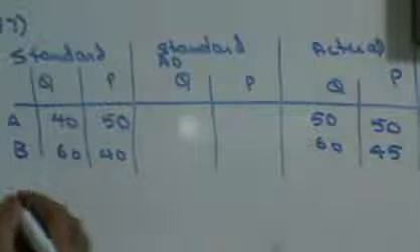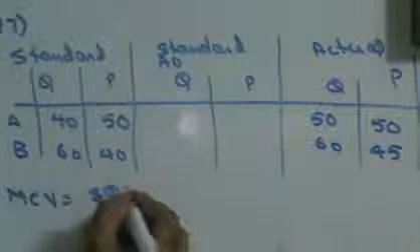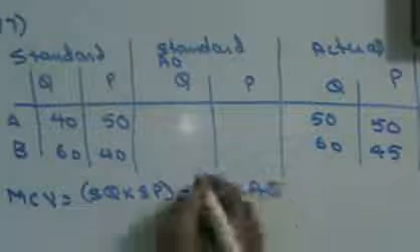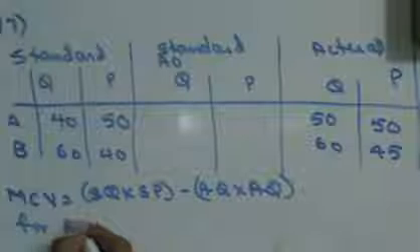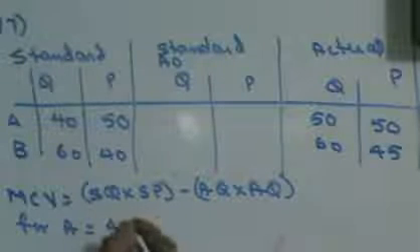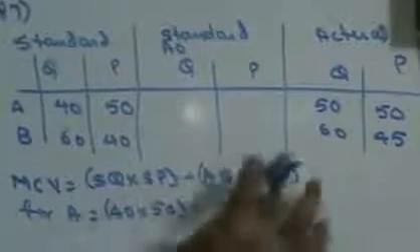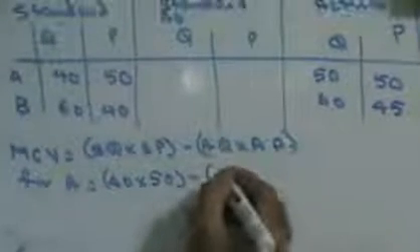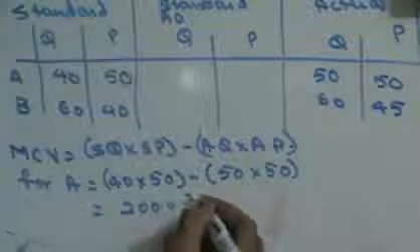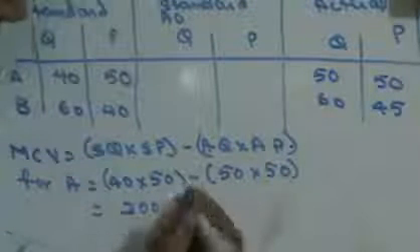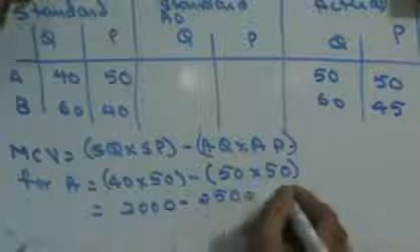In that case, first let's find out MCV. MCV is standard quantity into standard price minus actual quantity into actual price. Now you have for A, standard quantity into standard price, 40 into 50, minus actual quantity into actual price, 50 into 50. So this is 2000 minus 2500. So this is 500 adverse.